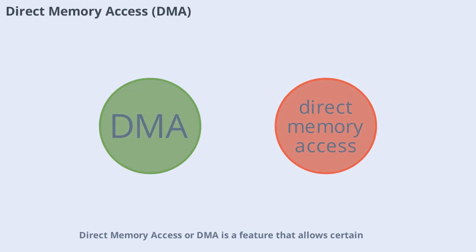Direct memory access, or DMA, is a feature that allows certain hardware subsystems to access memory directly, bypassing the CPU. This speeds up data transfer for tasks like disk operations or multimedia streaming. DMA controllers manage these transfers, freeing the CPU for other tasks and improving overall system efficiency.